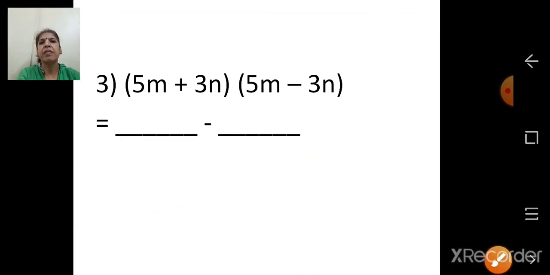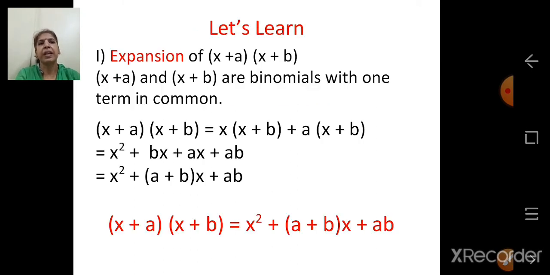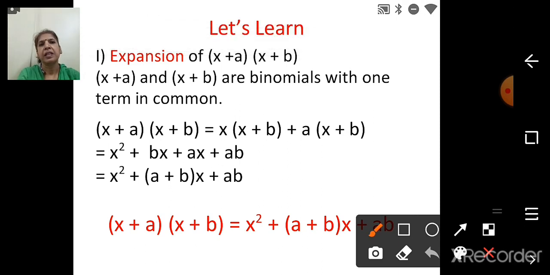Today we will learn some more new formulae in lesson 5, expansion formulae. Today we are going to start with the new lesson, chapter 5, expansion formulae. What are we going to learn here? First formula: expansion of (x plus a) the whole bracket multiplied by (x plus b). So this is (x plus a) multiplied by (x plus b).